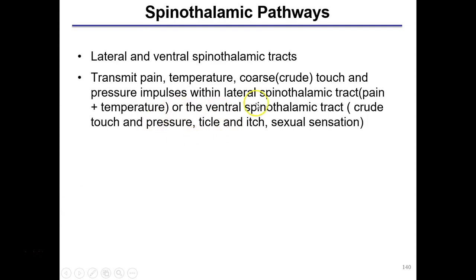Okay, and these tracts ascend, making an initial synapse in the dorsal horn of the spinal cord. Second order neurons will cross to the opposite side and enter one of these ascending tracts, either the lateral spinothalamic or ventral spinothalamic. They will ascend to the level of the thalamus and then make another relay in the thalamus, and third order neurons will then transmit that information on to the primary somatosensory cortex.